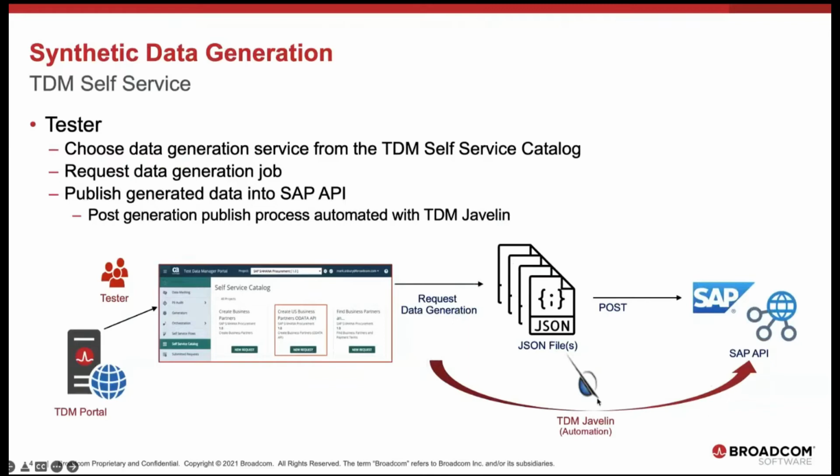So it's a very automated, repeatable process, attached to the generator. When the tester comes in and requests this service, part of the service is generating the data, but also calling the Javelin workflow to push that to the API for the environment that they want to go to, right? So that's what I'm going to demonstrate here.